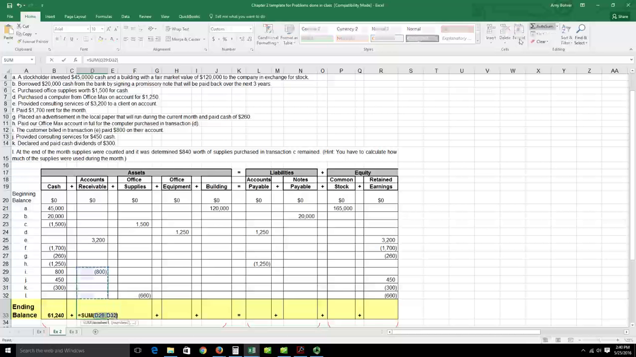Accounts receivable. This customer didn't pay me in full. They still owe me $2,400, right? We provided a service for $3,200 on account for them. They paid us $800, so they still owe us $2,400.